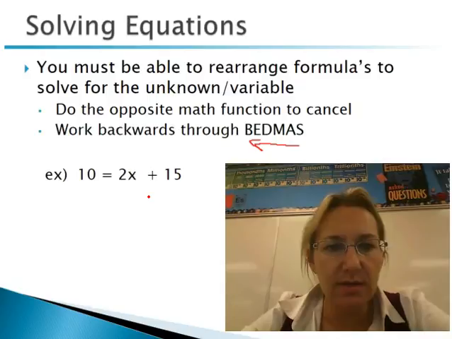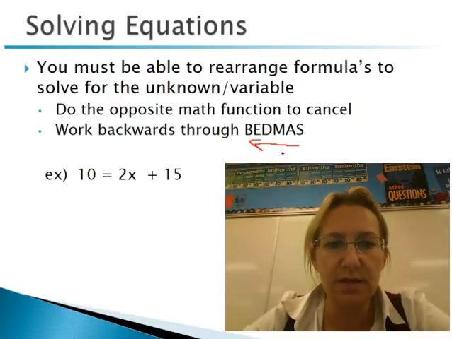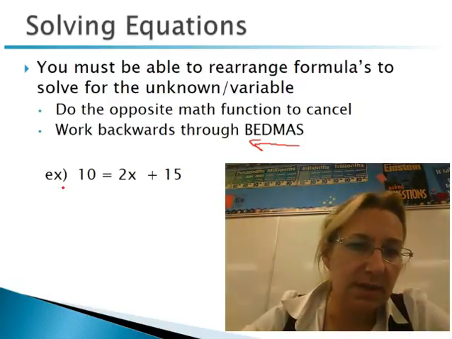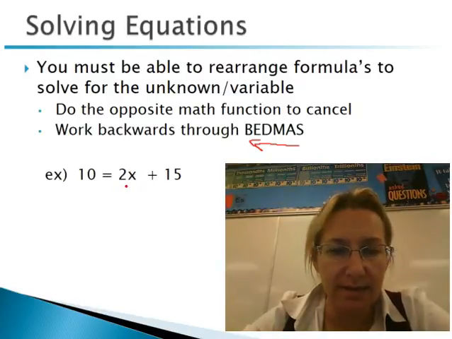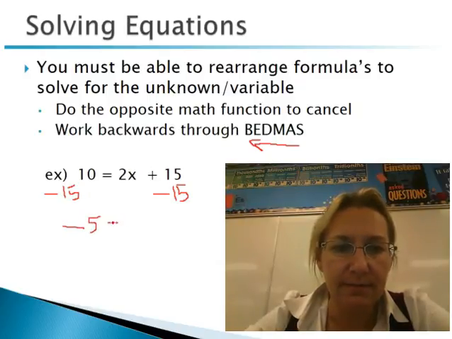So the way that we're going to solve this, again, we're going to work backwards through BEDMAS. So we don't have any subtraction. We're going to do the addition first. In order to cancel the plus 15 and move it to the other side, because we want to get the variable all by itself, we have to do the opposite math function. So the opposite math function of adding 15 is actually subtracting 15. But we're allowed to do it to this side as long as we also do it to this side of the equation. So 10 minus 15 is negative 5.